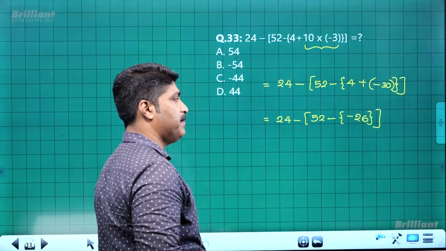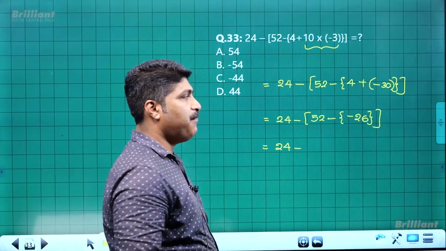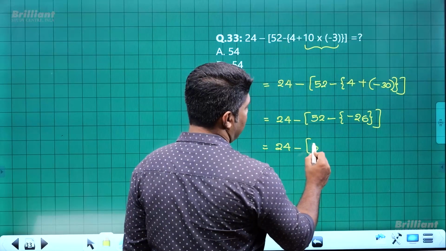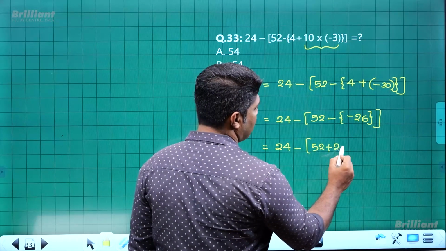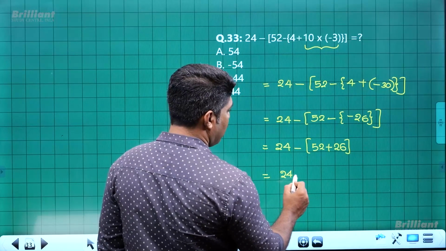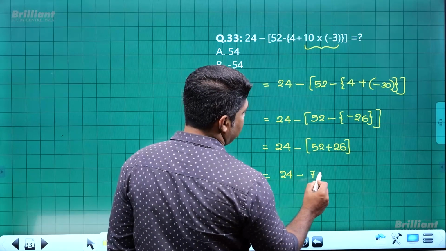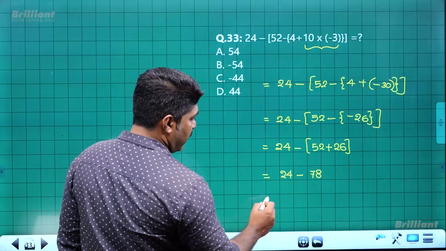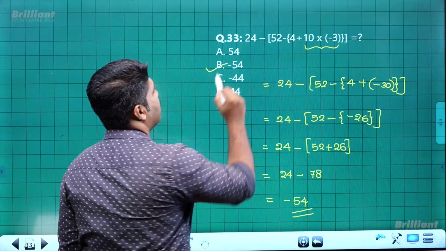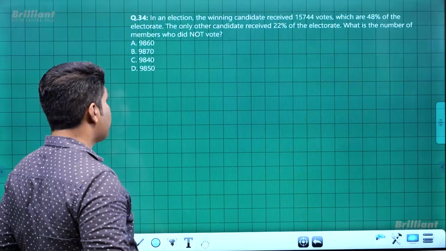Minus 26. Then here the important step. This is 52 minus minus 26. How will it become? This is simply 52 plus 26. So this is 24 minus, what is this value? This is equal to 78. So then the final answer will become minus 54. So the answer is option B. It's a normal BODMAS type operation, not much complicated.